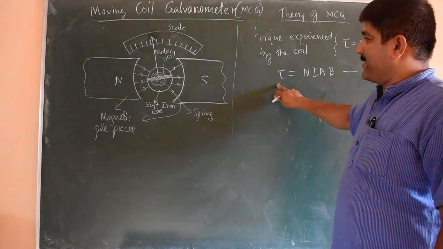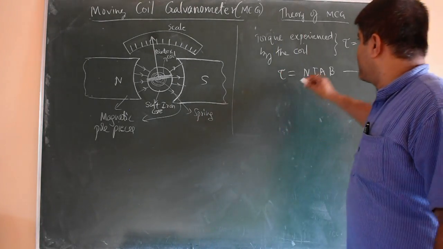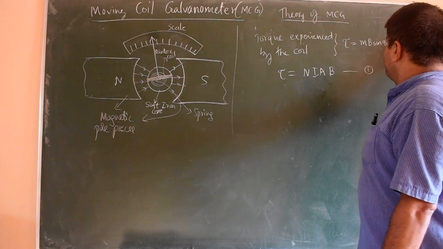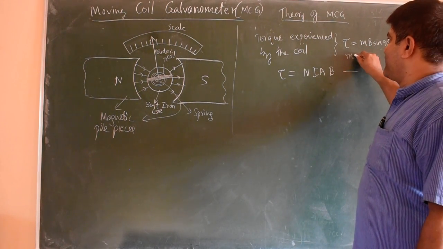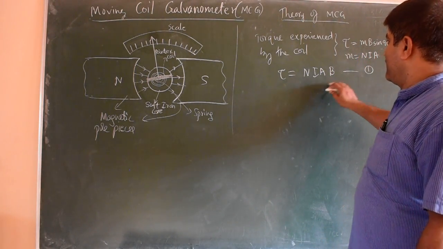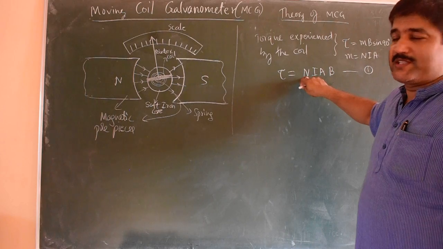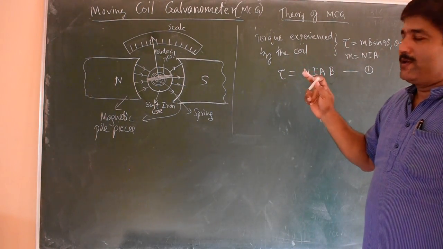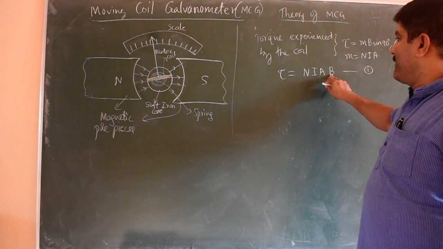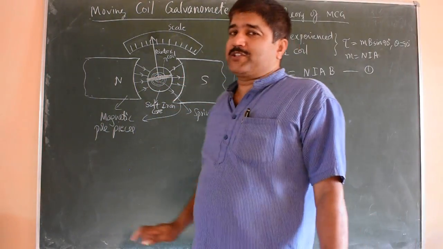So the torque experienced by that coil when current is flowing through it and placed in the magnetic field is MB sin theta, where theta is 90 degrees. M is NIA, the magnetic dipole moment of the coil. Next, B, the magnetic field. N is the number of turns in the coil, I is the current flowing through the coil, A is the area of cross section of the rectangular coil, B is the magnetic field in this region.